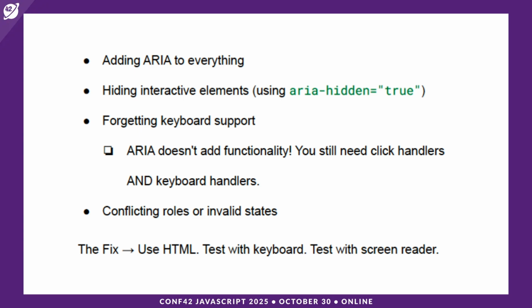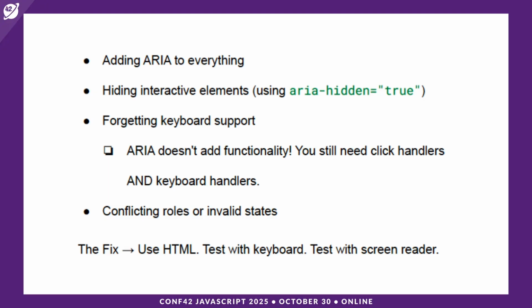Also, I think I mentioned conflicting roles or invalid states. Maybe for a button, we are assigning it a role of dialogue, or giving a dialogue a role of button. That's creating an accessibility problem. There are other different roles that we can always reference on the MDN documentation or the ARIA authoring practices. Like I said, those common mistakes have solutions.